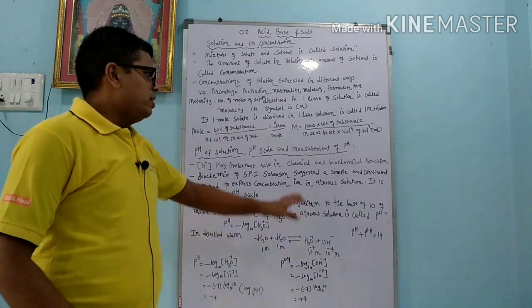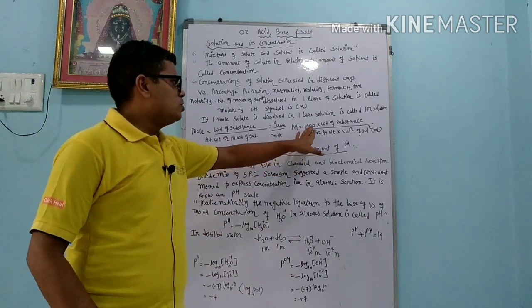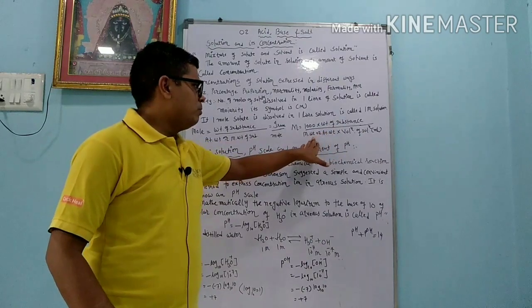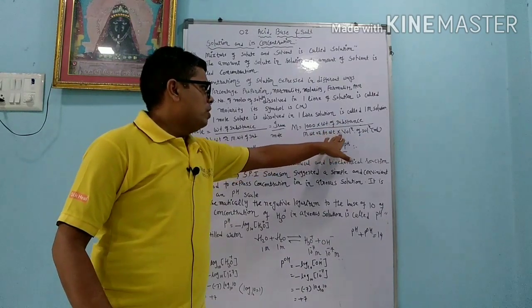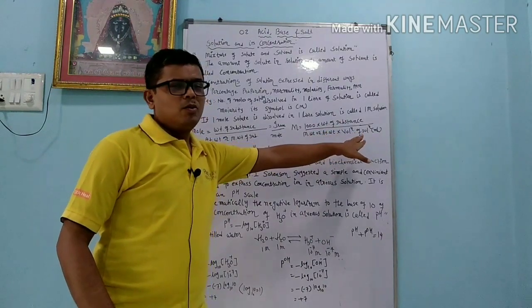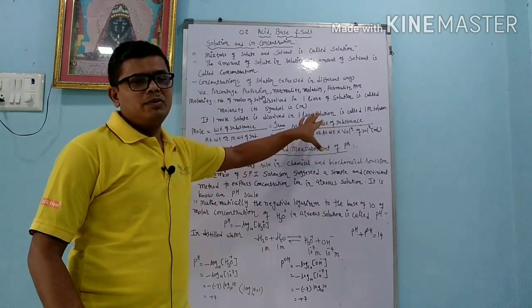So molarity has one formula: molarity equals 1000 times weight of substance divided by molecular weight or atomic weight into volume of solution in ml. This formula is very useful in the 11th standard.